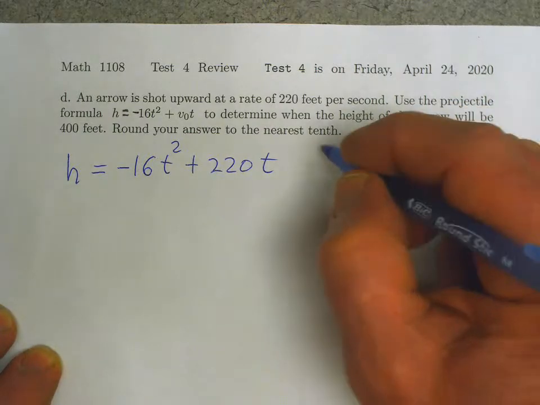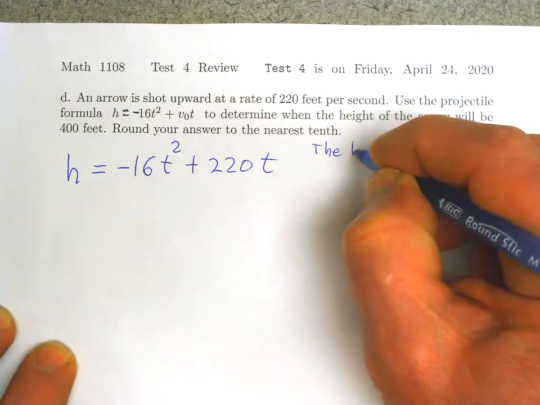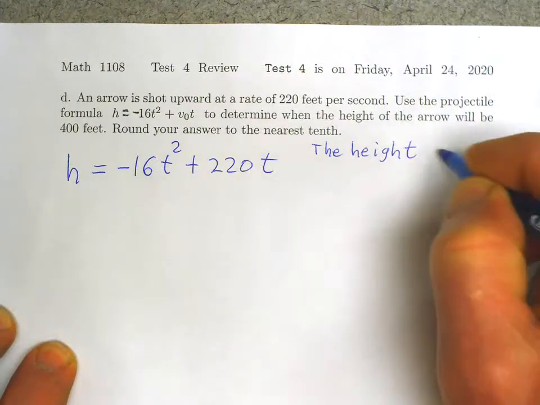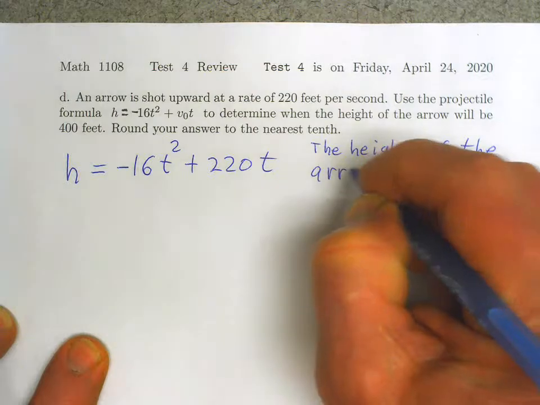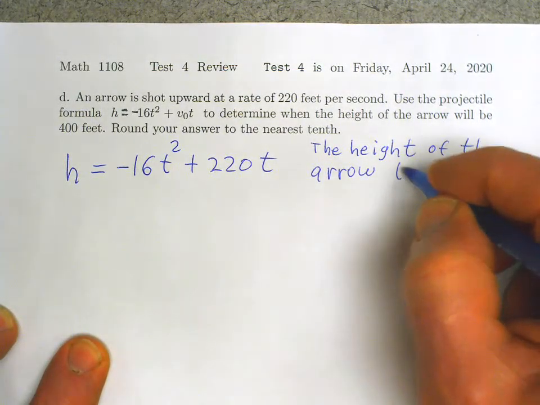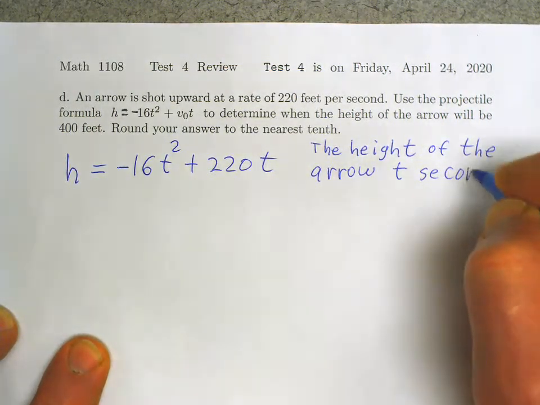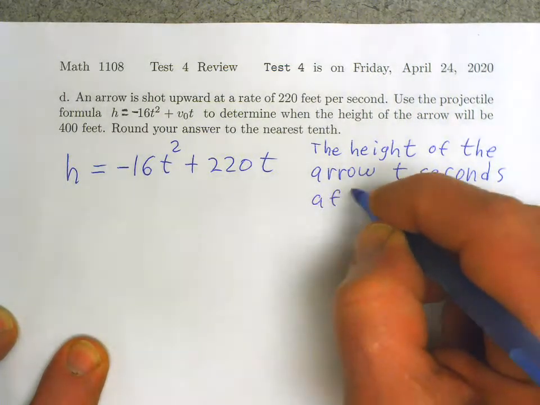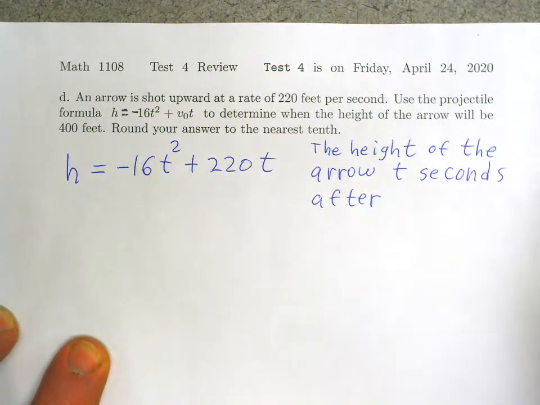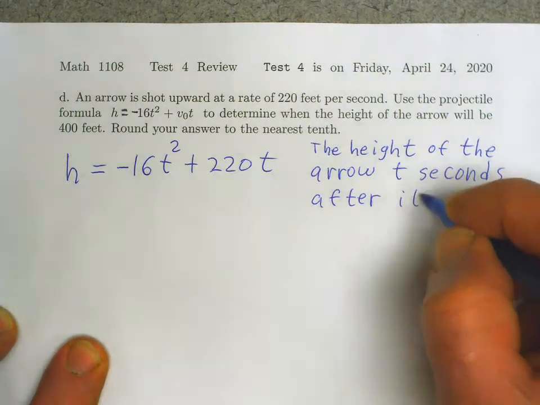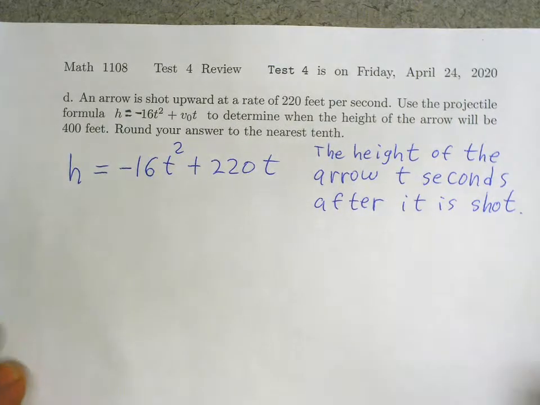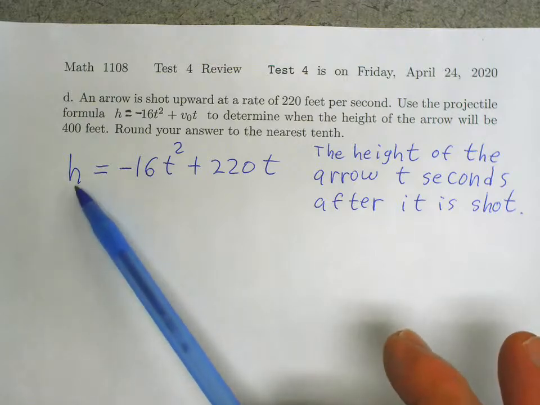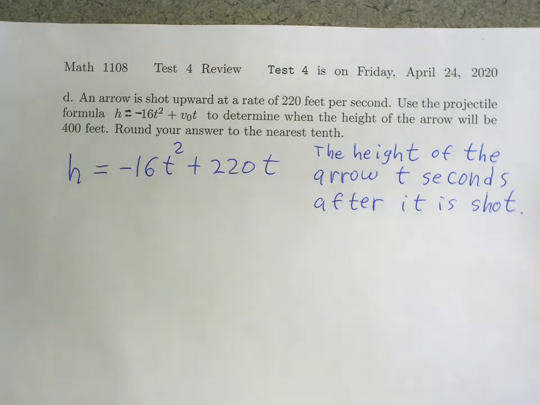So I'll just make a note of that. This is the height of the arrow, measured in feet, t seconds after it's fired upwards, or shot upwards. Okay, they want to know how many seconds it will take until the height of the arrow is 400 feet.